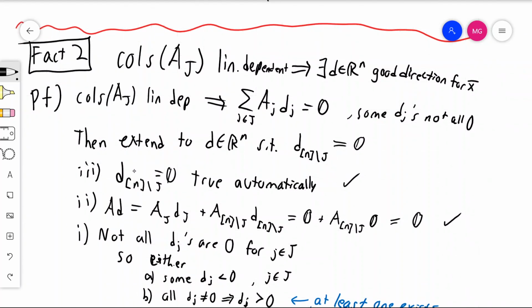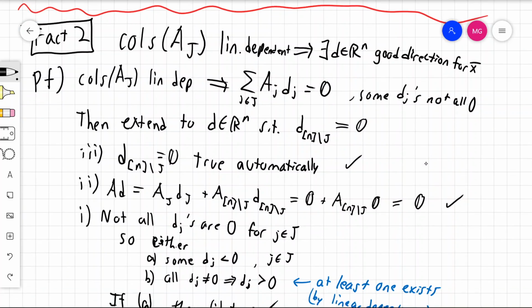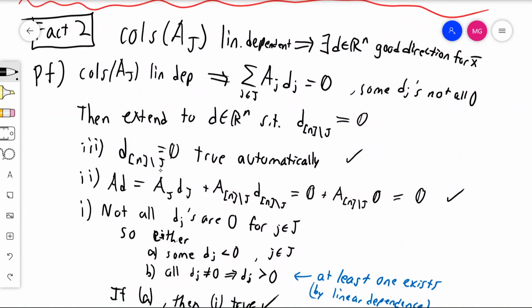Okay, so this is supposed to work. You can see that condition 3 is met: D_{N\J} equals 0. That's true automatically, we just padded with zeros for all those components. For AD, we need that to be equal to 0, so A times D. What is that? Well, break it up into the J components and then the not-J components.